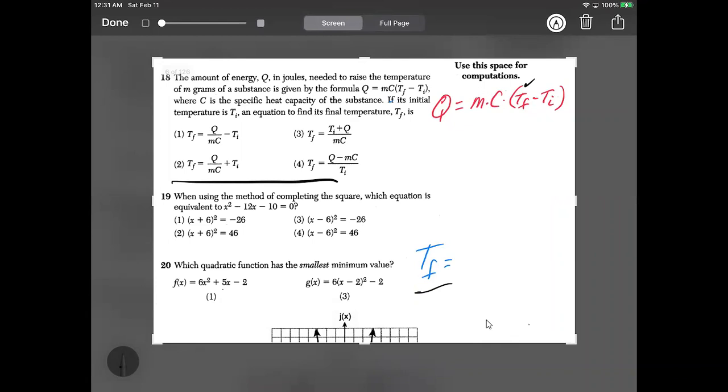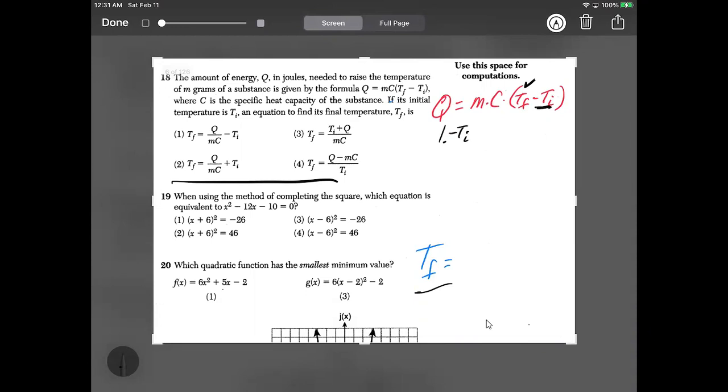You just have to go through that process. So what you're going to do is say, what's the first thing that's done to T sub F? Because this is what we're trying to get by itself. According to PEMDAS, you always do parentheses first. So we have to do this subtraction first. So we're going to be subtracting T sub I first. And then what's the next thing that we're doing?